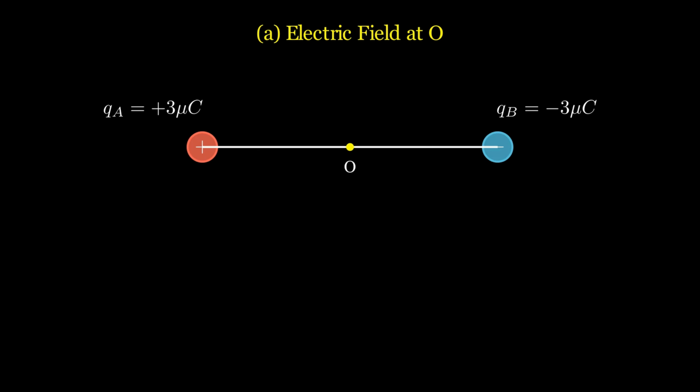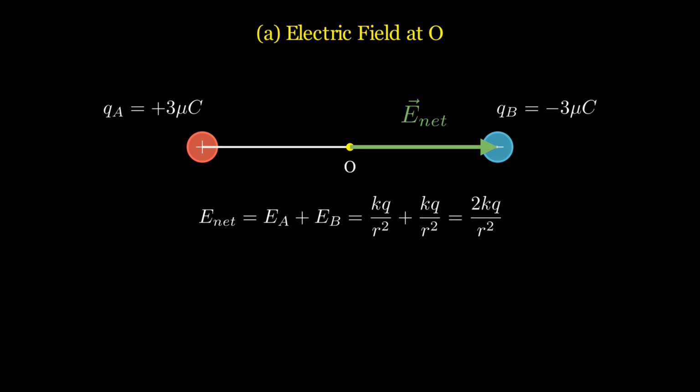First look at the direction. Charge A is positive, so it pushes a test charge away. Its field vector points to the right. Charge B is negative, so it pulls the test charge. Its field vector also points to the right. Since both vectors point in the same direction, we simply add their magnitudes. We don't subtract them. These magnitudes are identical because the charges and distances are the same. So the total field is just 2 times the field of one charge.